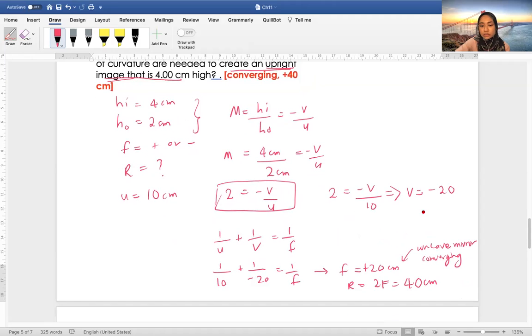Okay, any other questions? Is everyone okay? So we know what is positive, what is negative, what is the magnification. If it's positive, it's upright. If it's negative, it's inverted. Converging, positive focal point. Diverging, negative focal point. Those are the terms you have to be familiar with.